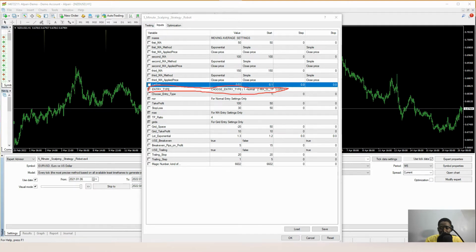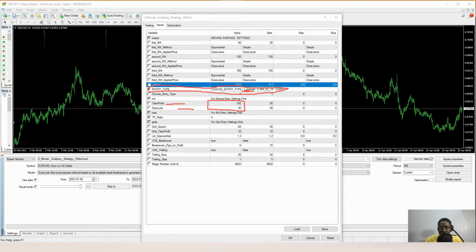Once you choose this one, it means you are using these normal settings here. That is, it means you are using this take profit and this stop loss. So anytime you choose this normal, it means you are using this take profit and this stop loss.